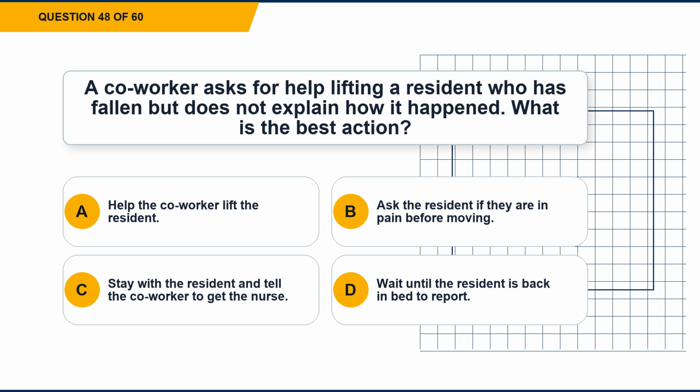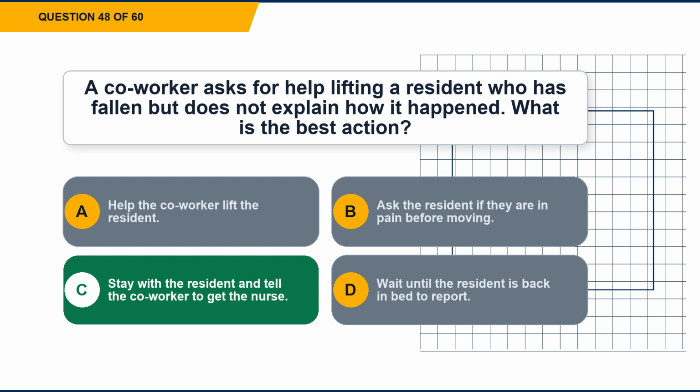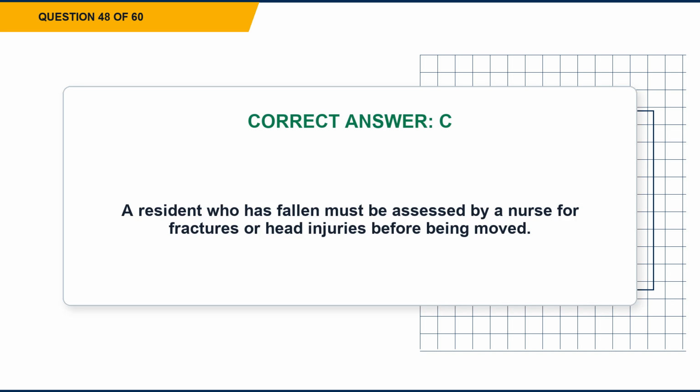Question 48. A coworker asks for help lifting a resident who has fallen but does not explain how it happened. What is the best action? Option A. Help the coworker lift the resident. Option B. Ask the resident if they are in pain before moving. Option C. Stay with the resident and tell the coworker to get the nurse. Option D. Wait until the resident is back in bed to report. The correct answer is option C. Stay with the resident and tell the coworker to get the nurse. Explanation. A resident who has fallen must be assessed by a nurse for fractures or head injuries before being moved.